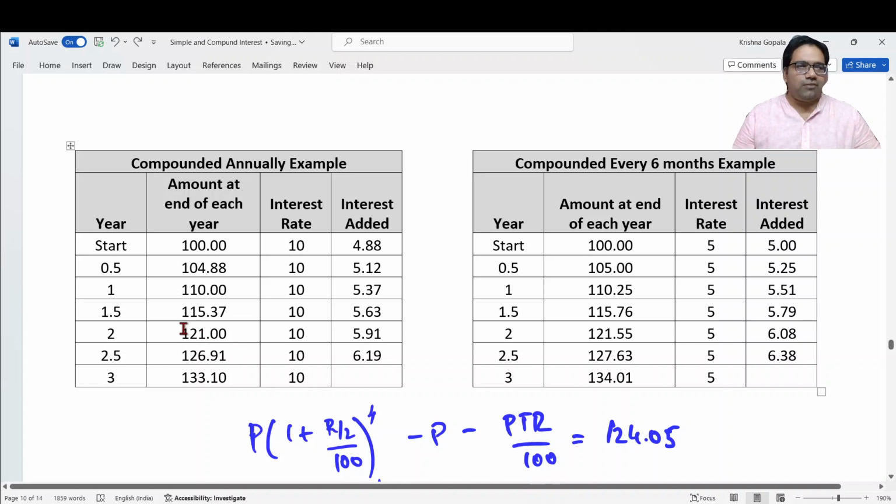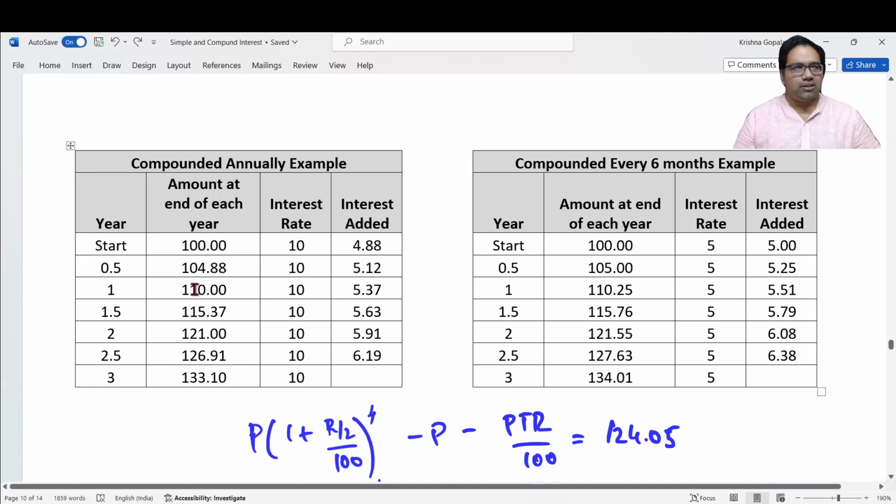Now, at the end of the third year, what will happen? 10% of this 121 is 12.1. 12.1 will get added to this 121. It becomes 133.1. This is the regular compound interest which is compounded annually. Compounded annually, what does it mean? Whatever the interest rate is, it gets added every 1 year with the same interest rate.